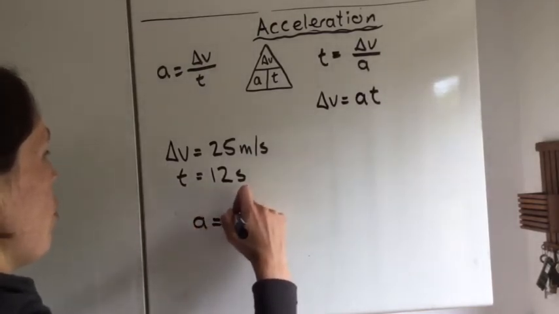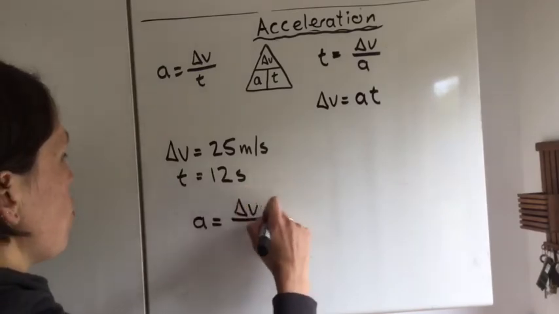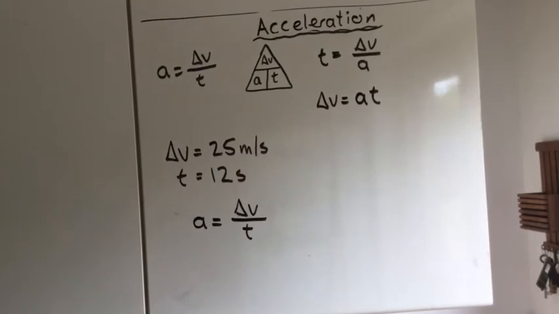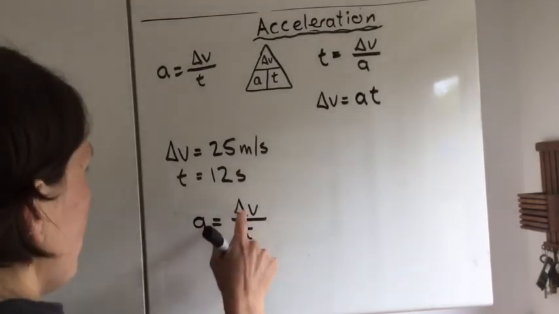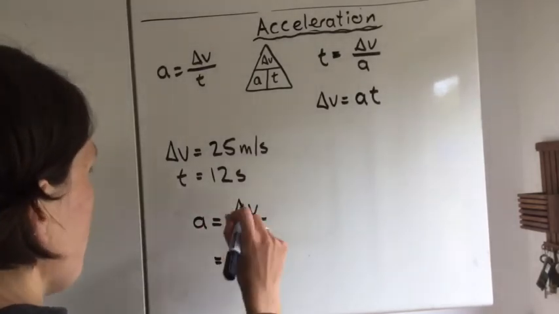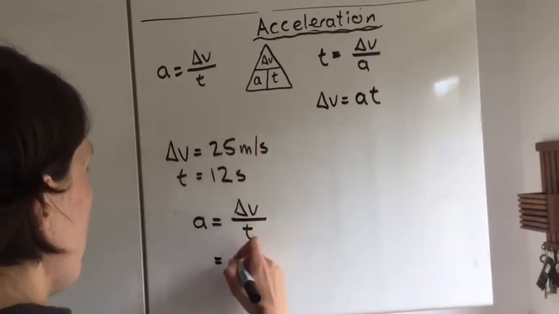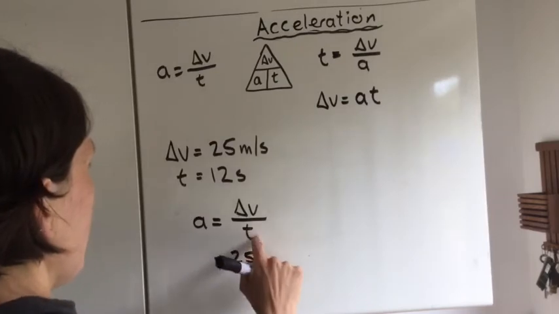We would then write the formula. Now some of you are still dropping marks when you're doing your calculations because you're forgetting to write the formula. You need to do that every time. So acceleration is change in speed over time, and then we just replace the letters with the number that matches up with it. So the change in speed is 25 and the time is 12.